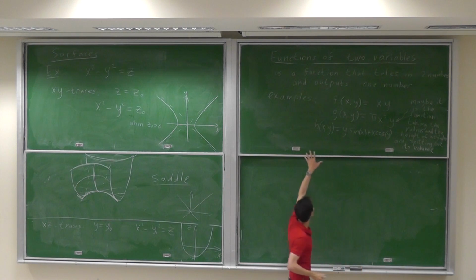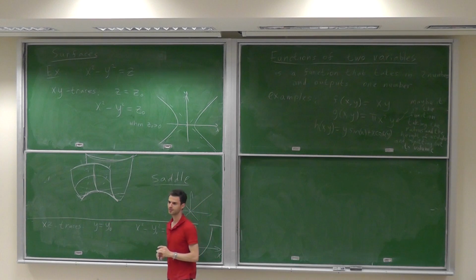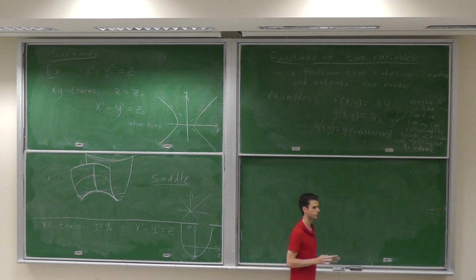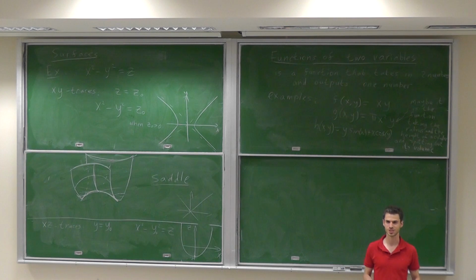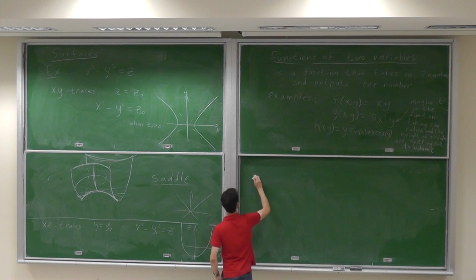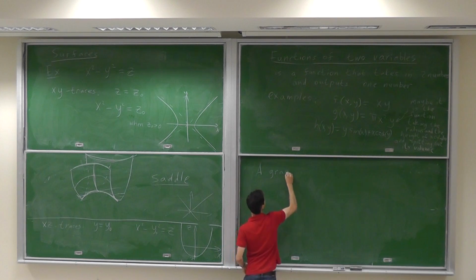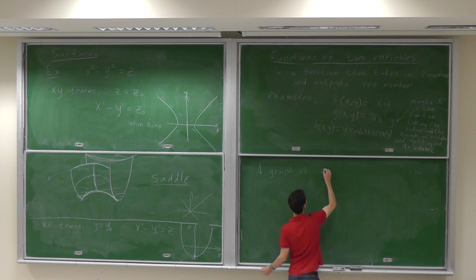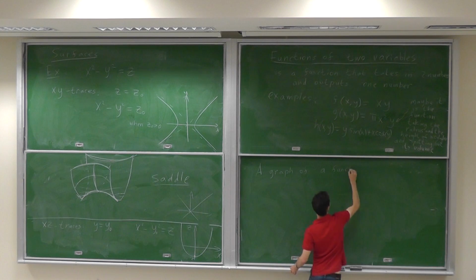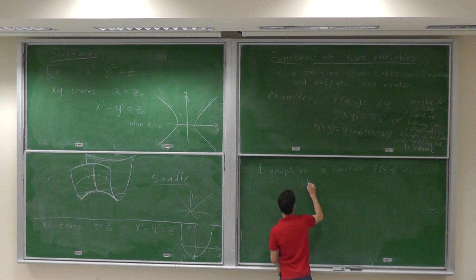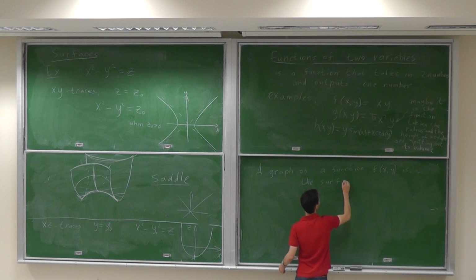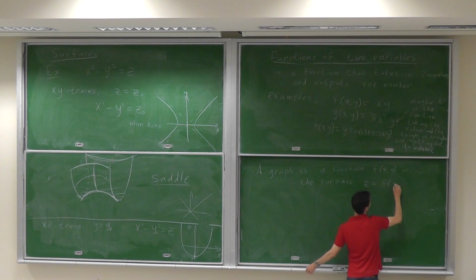What can we do with a function of two variables? Well, we'll see two different ways to visualize a function of two variables. First way is basically the same way. Produce a graph. So the graph of function f of xy is the surface z equal to f of xy.